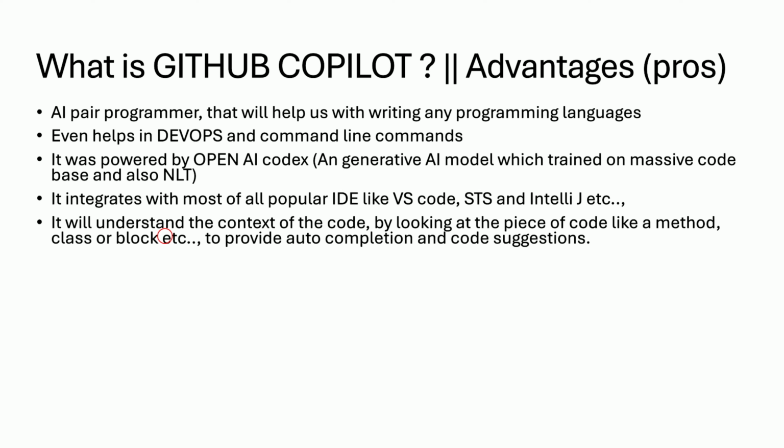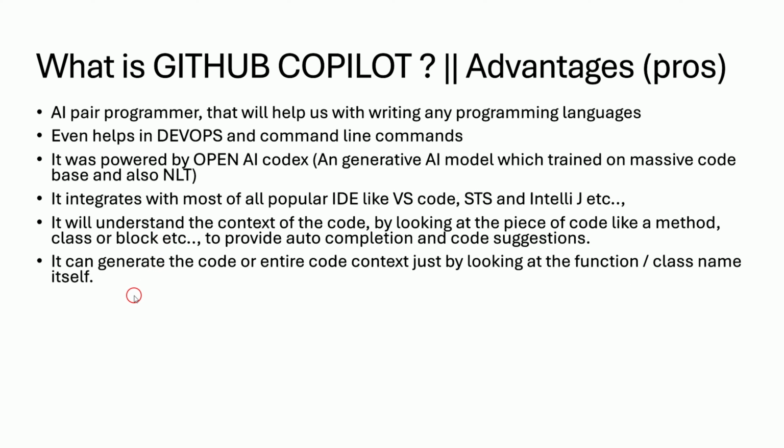This is the first use case we can say. You don't need to worry about writing the code. It will see your method name, class name, or block name and it will complete your code. It will show you some auto suggestions and auto completion options so that you can leverage that feature. It can even generate the entire code by just looking at a function or class name. For example, I have given my function name as prime number, so it will suggest the entire code for you, and you can use that auto completion feature to get all the code.